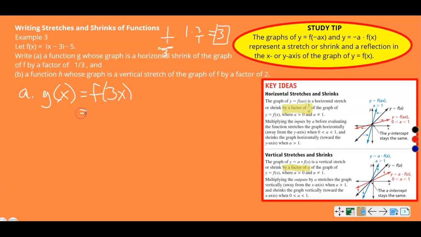All right, and then our function is absolute value of x minus 3 minus 5. So we're going to have 3x in place of x. So the transformed function is g of x equals absolute value of 3x minus 3 minus 5.